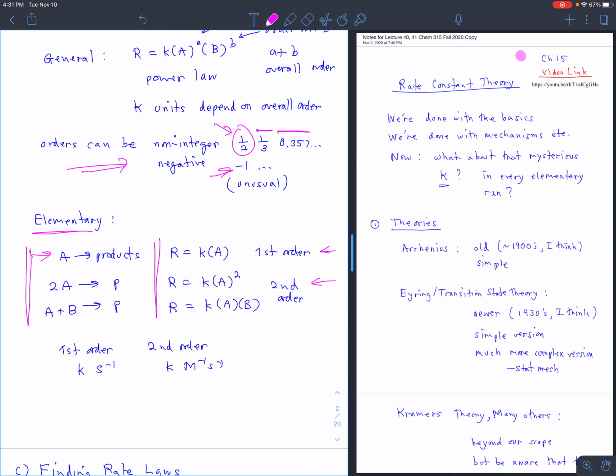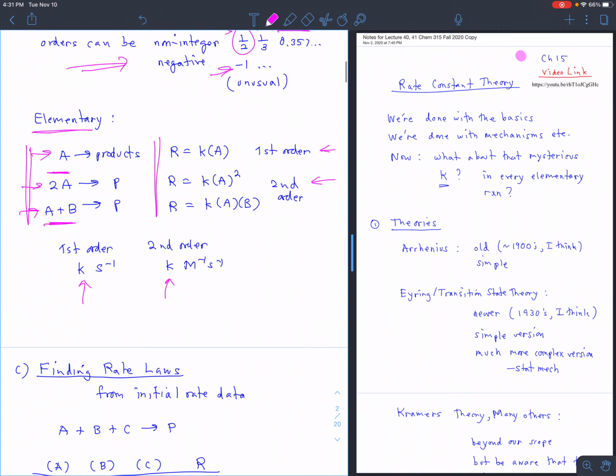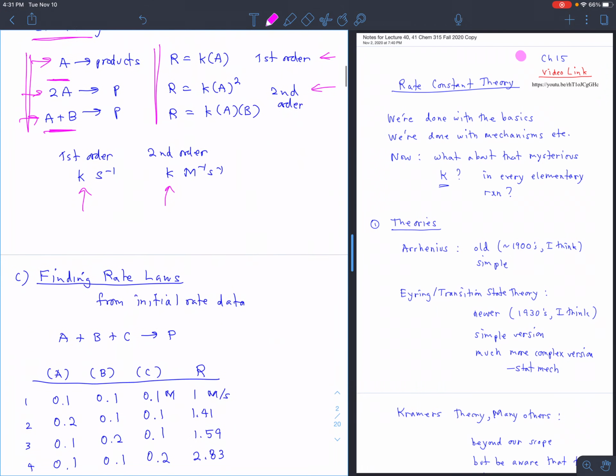There's the first order case, there's only one of those, and then there are 2 second order cases depending on whether the collision is between 2 A molecules or between 2 molecules of different types. A reminder that the rate constant for first order reactions has units of seconds to the -1, but for second order reactions it has units of molar to the -1 seconds to the -1, and in general the units on the rate constants depend on the overall order of the rate law.